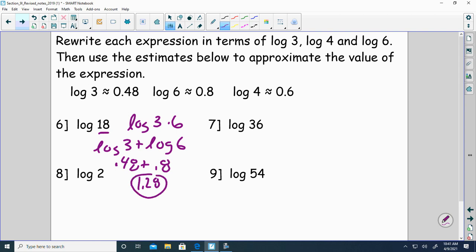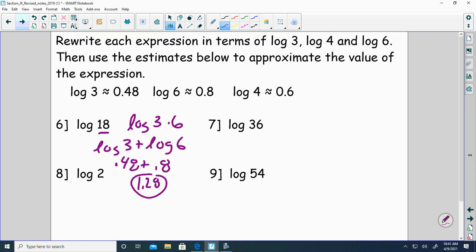Okay, so if I did log of 18 on a calculator, if I was allowing that, it would have told me that the answer would have been roughly 1.26. Actually, it's 1.255272505. It keeps going, but we came in good.